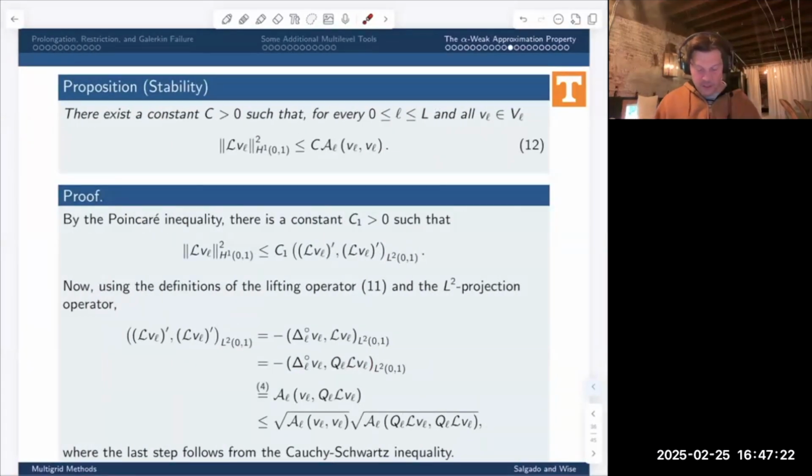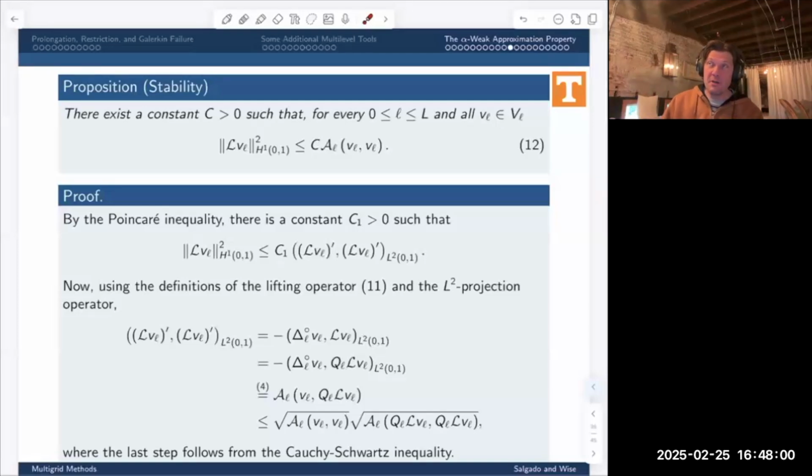The next thing I need to do is give a stability result for this lifting operator, which we're going to need later on. And it says this. So for every V_L in capital V_L, if I look at this lifting operator of that object, remember that we said that that object is going to be something which is smooth. So this is kind of like a backward stability. We'll see how it's proved, but in my mind it's kind of like a reverse stability.